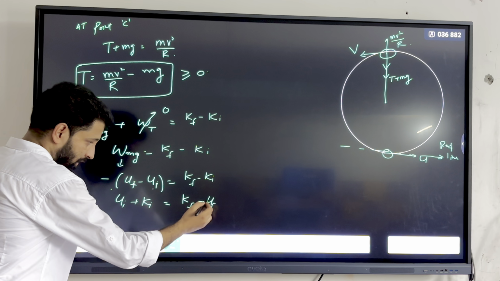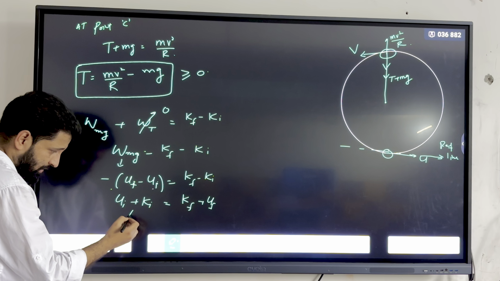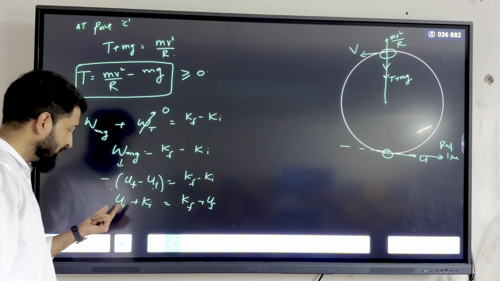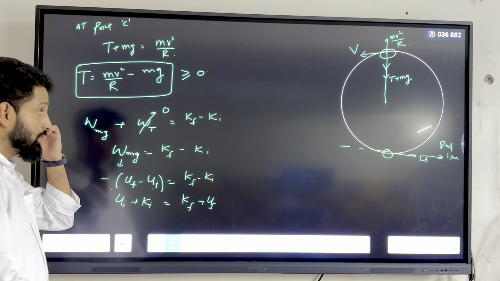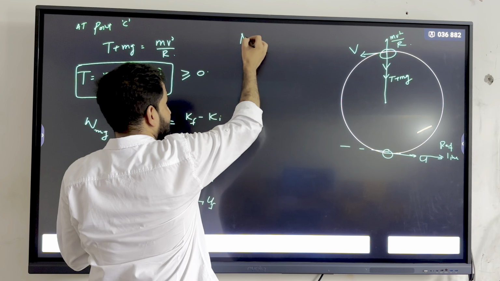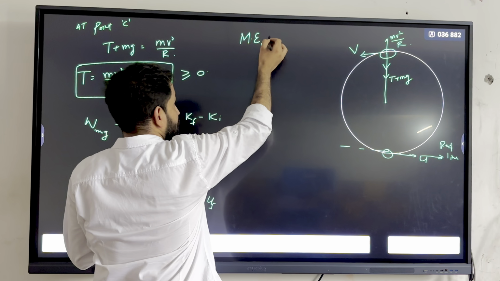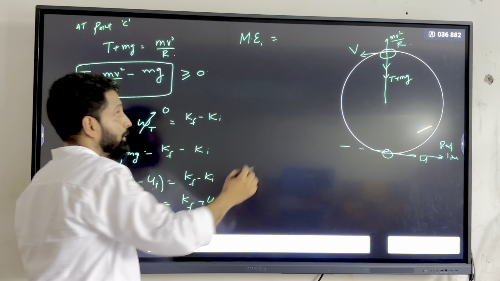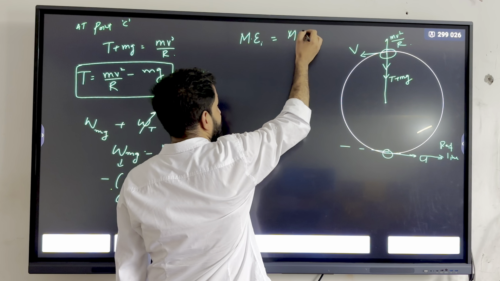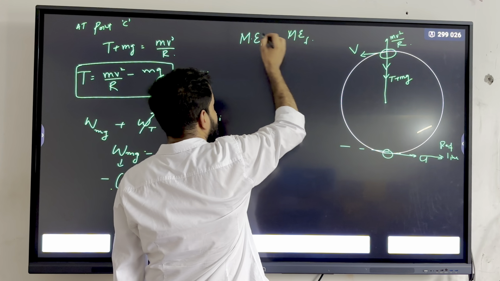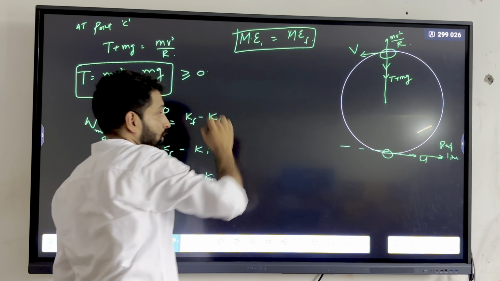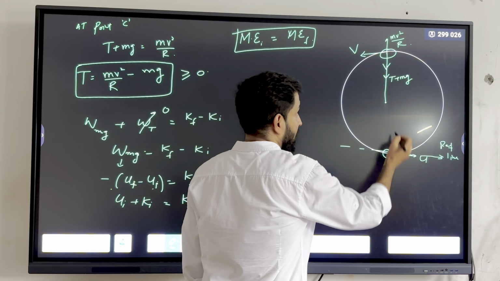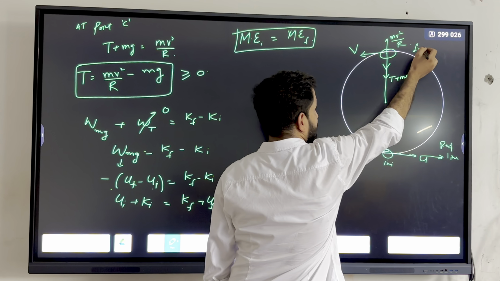So this actually is nothing but mechanical energy. Initial potential energy plus initial kinetic energy is the initial mechanical energy, which will be equal to the final kinetic plus potential, the final mechanical energy. Okay, wait. Now this is the initial condition and this is the final condition.